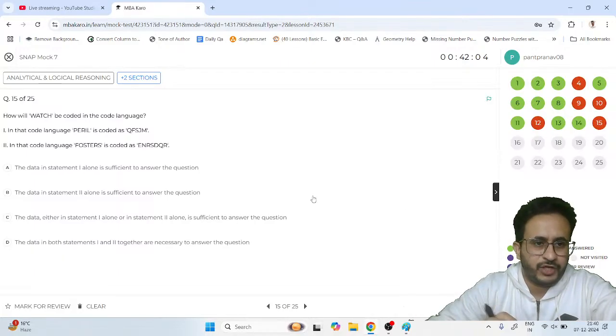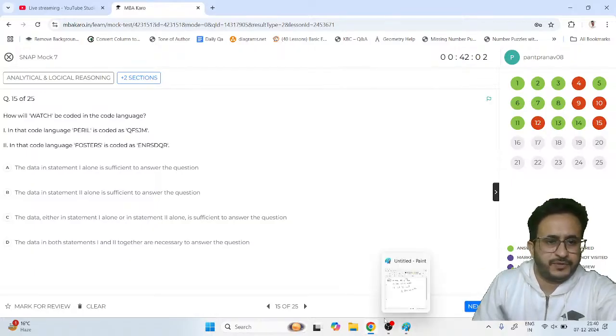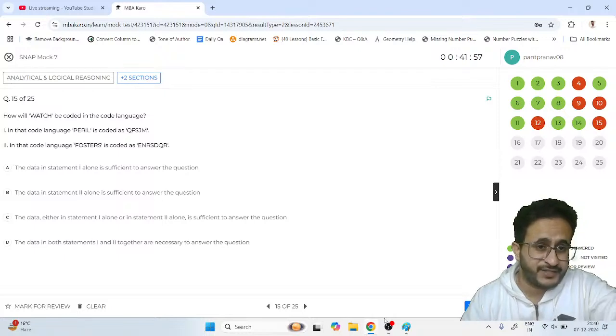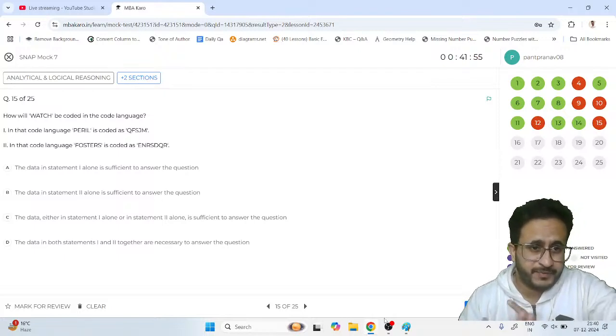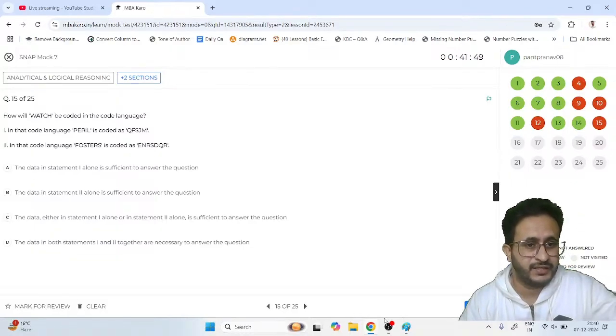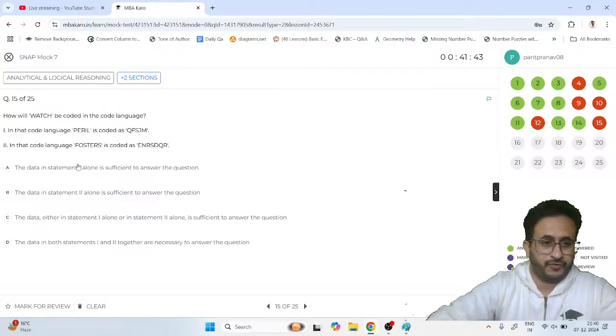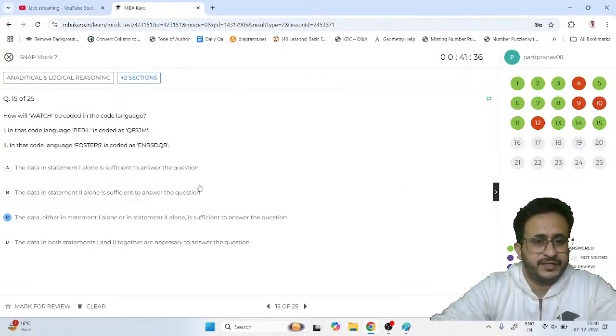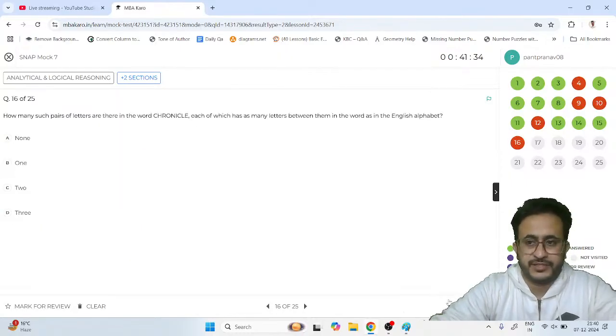How will watch be coded in a certain language? So we need to find that. Can we find the code? So parallel is coded like this: p plus 1, q, e minus 1, r plus 1, I plus 1, l plus 1. Okay, so for every letter they have added 1. So from 1 we can tell. Foster's is coded as this. So from the second also we can tell. So either statement is sufficient to answer the question.